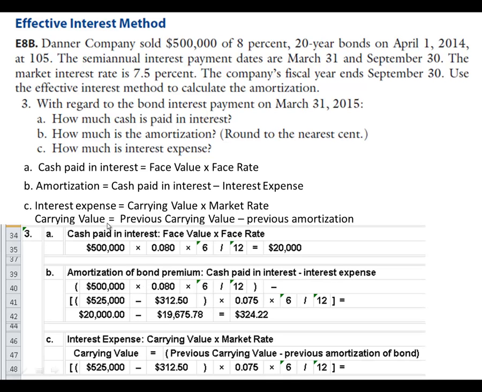So cash paid is the same, 500,000 times our face rate times 6/12. Interest expense, then we now have 525,000, which is our previous carrying value, minus the $312.50, which is our previous amortization, times our market rate times 6/12. Because what's going to happen to our carrying value over time, whether it's the premium or the discount method, is our carrying value at the end of our 20 years, at the end of 40 payments, should equal our face value of 500,000. So since in a premium our carrying value is greater, we're always going to subtract out the previous amortization amount. Whereas in a discount, which you'll see on 9B, we're going to always add it in order to get us up to that 500,000 or the face amount.